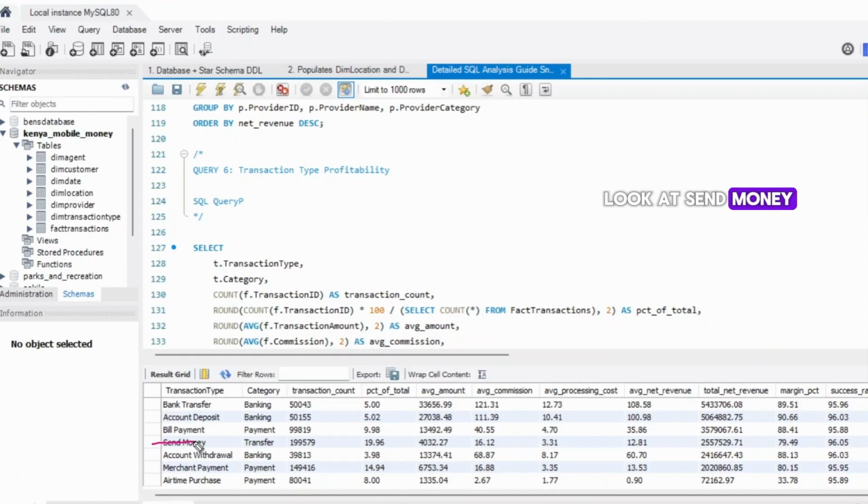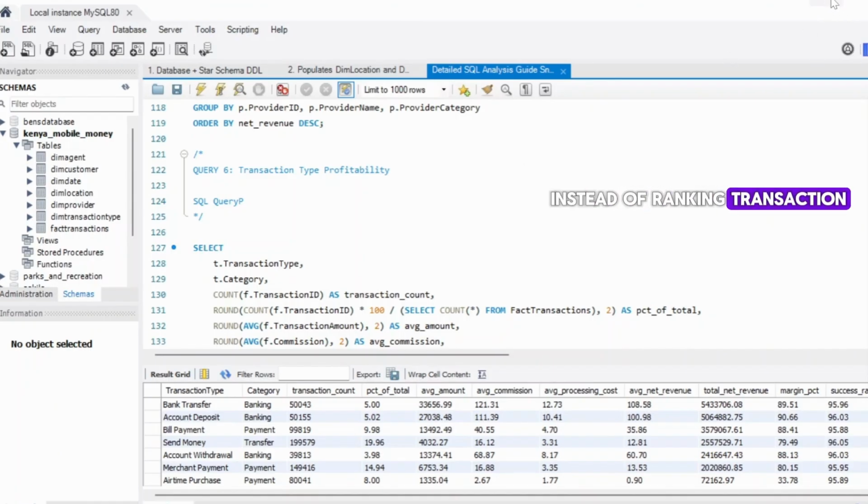Look at send money. It is one of the highest volume transaction types of the platform, but look at where it ranks in net revenue: mid-table. Now look at bank transfer. Far lower volume, but it ranks third in total profit contribution. Volume and profitability are not the same thing. That single finding from the SQL query shaped how the dashboard was designed.